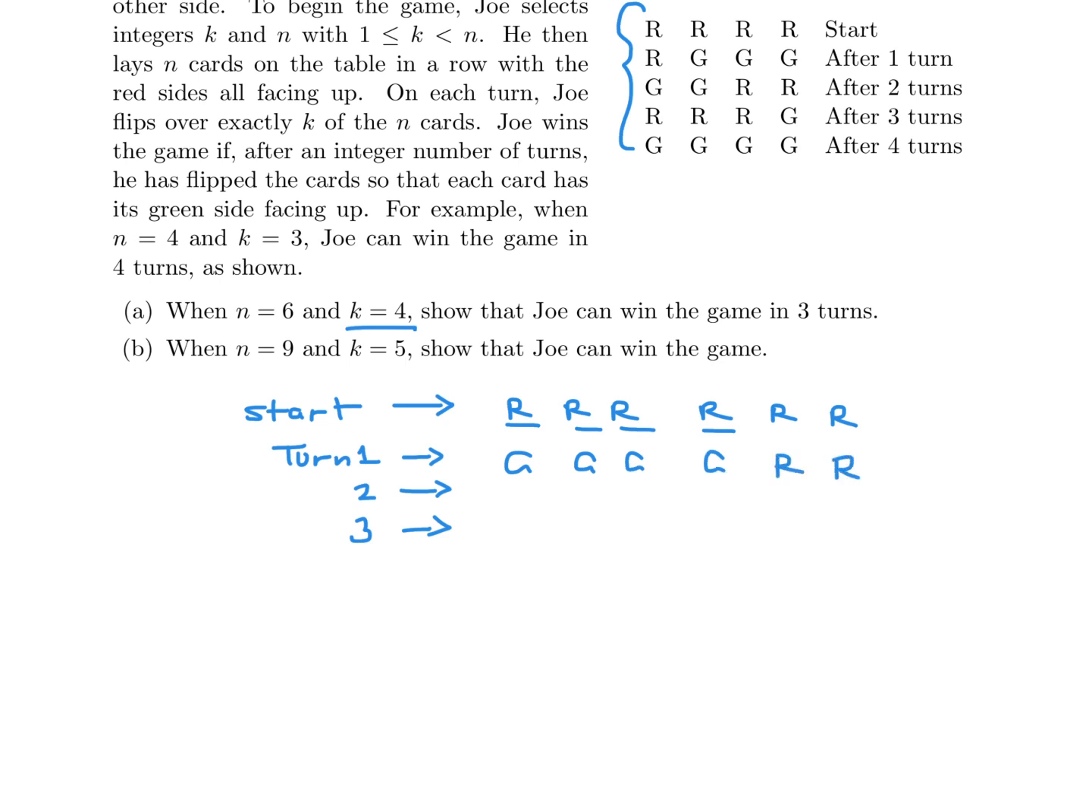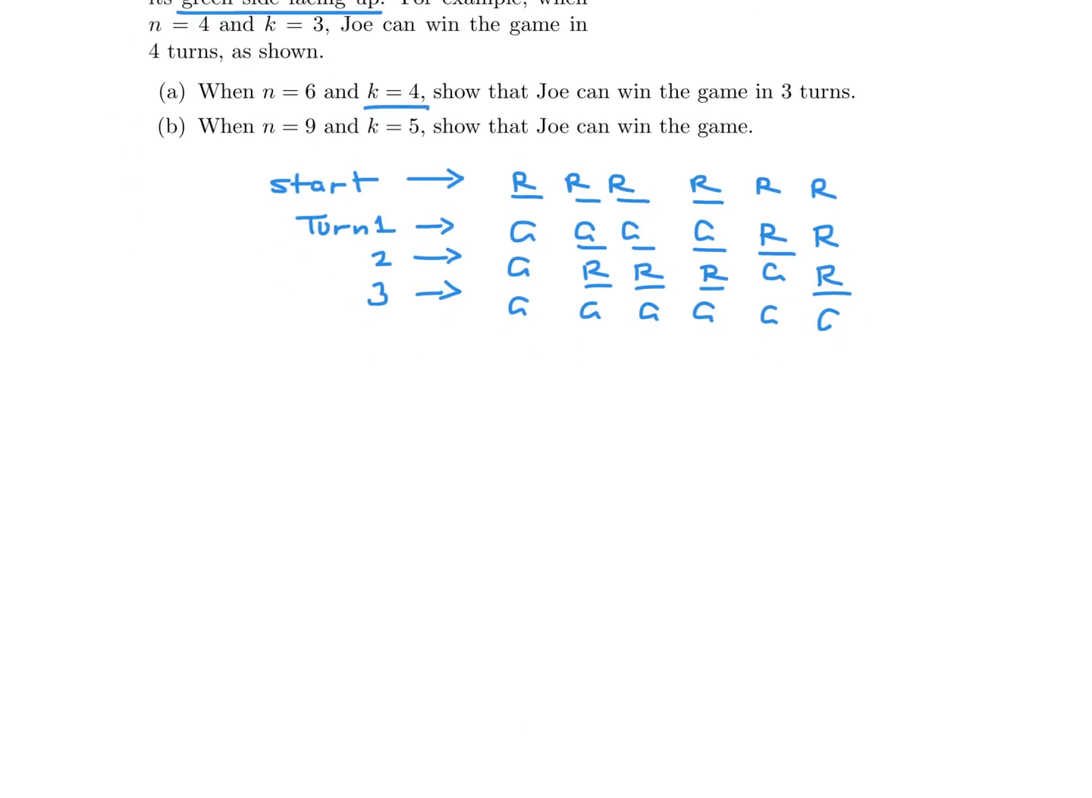Okay. Now the next one, we'll flip the middle 4, and that'll be G, R, R, R, G, R. And for the last one, we'll just flip the R's to make them back into G's. G, G, G, G, G, G. So there you go. That shows that in 3 turns, he can win the game based on the definition of how you win, which is having all the green sides facing up again.